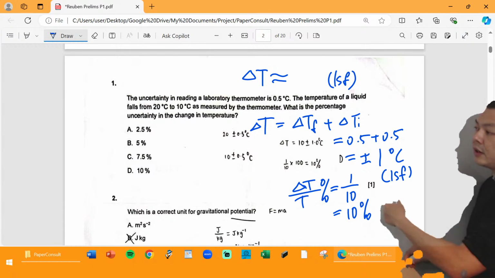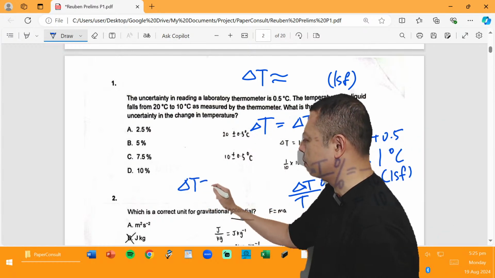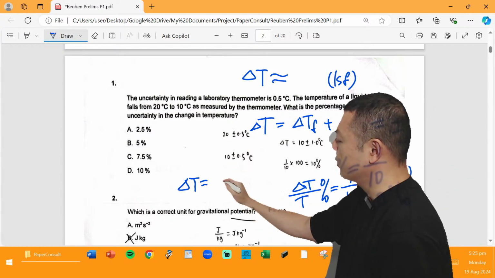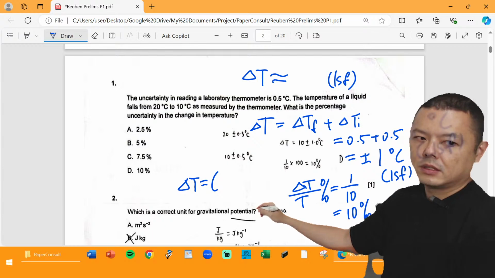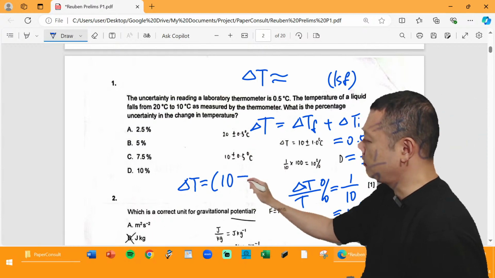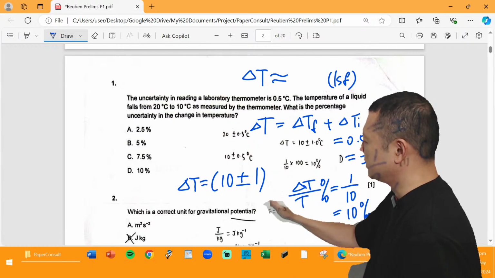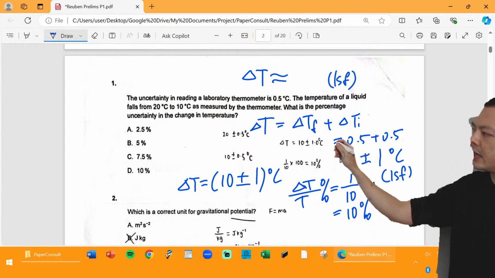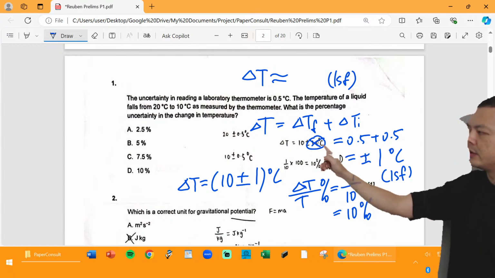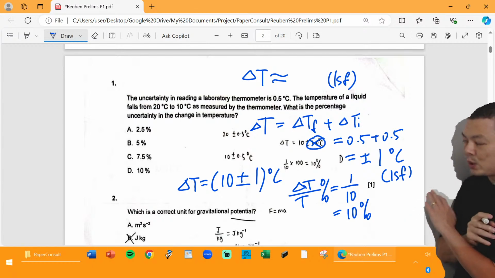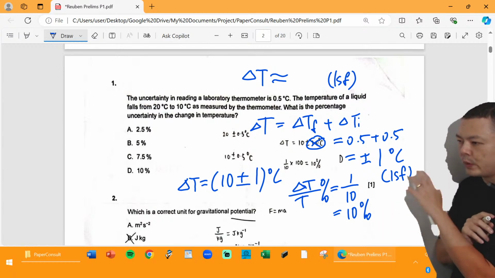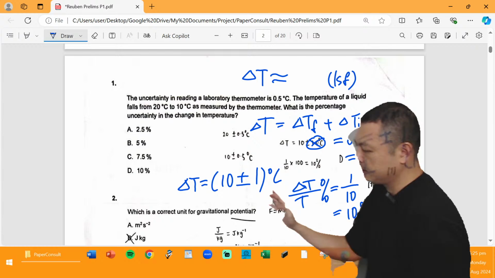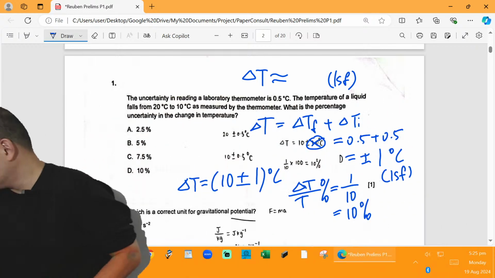So let's say I ask you to present delta T as a statement on its own in a Section A paper. Then delta T will be written as 10 plus minus 1 bracket degree Celsius. Not 1.0. I'm looking at this working here, and I just want to remind you that that's not quite right. But that's totally fine, because with this I know how to fix whatever you need. Right, let's go.